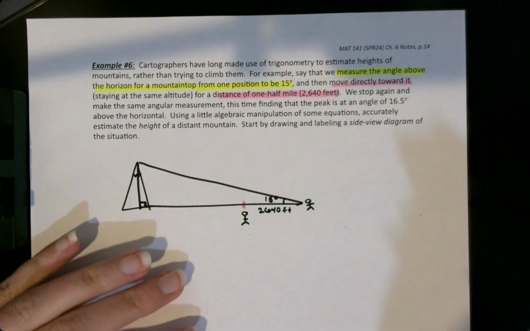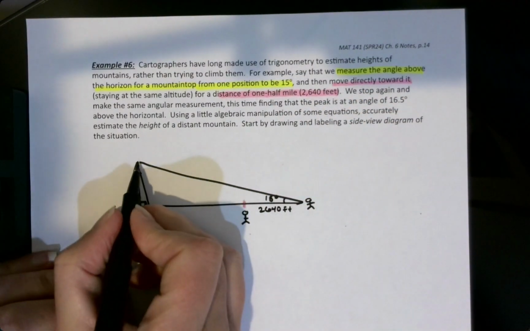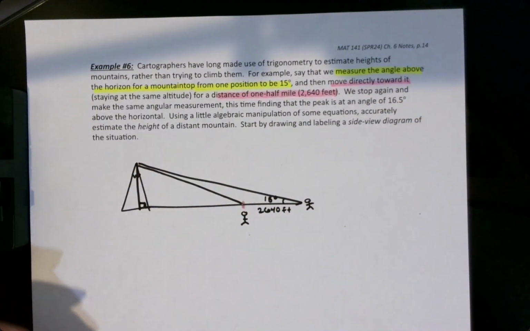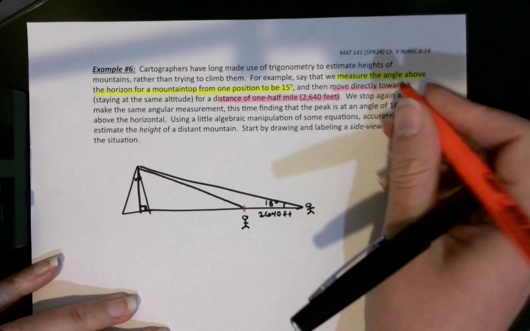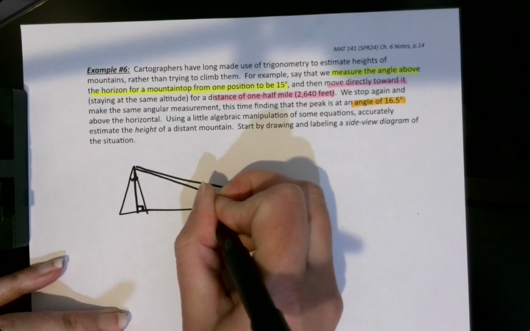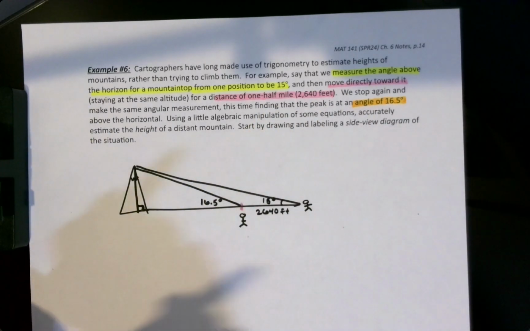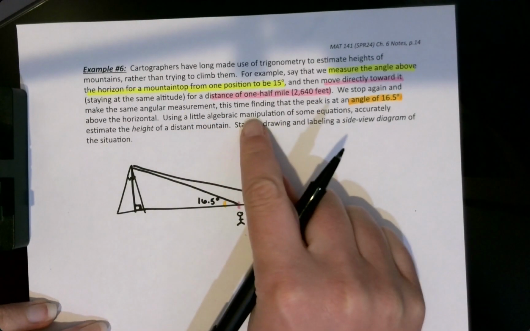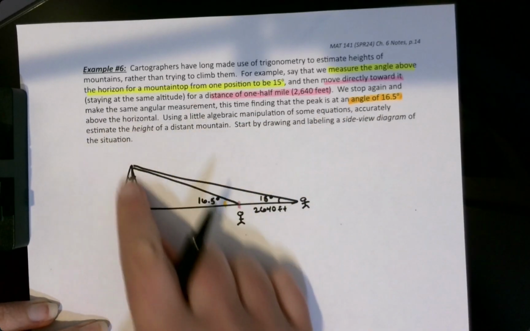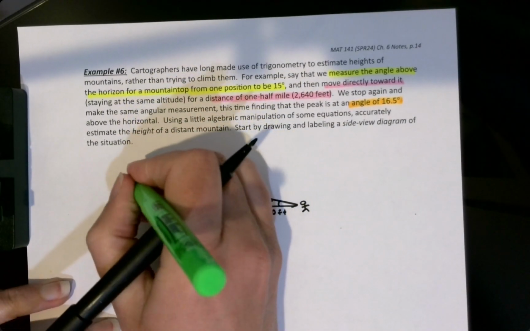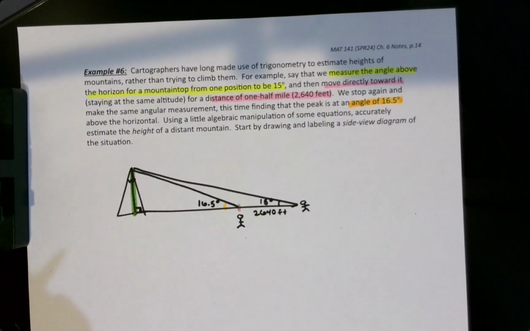From there, we stop again and make a similar angular measurement. And this time, we find that the peak is at an angle of 16.5 degrees. Right, so that's going to be my next angle. Use a little bit of algebraic manipulation and some equations to accurately estimate the height of the mountain. So this is my ultimate goal, is to figure out what is the height of this mountain.